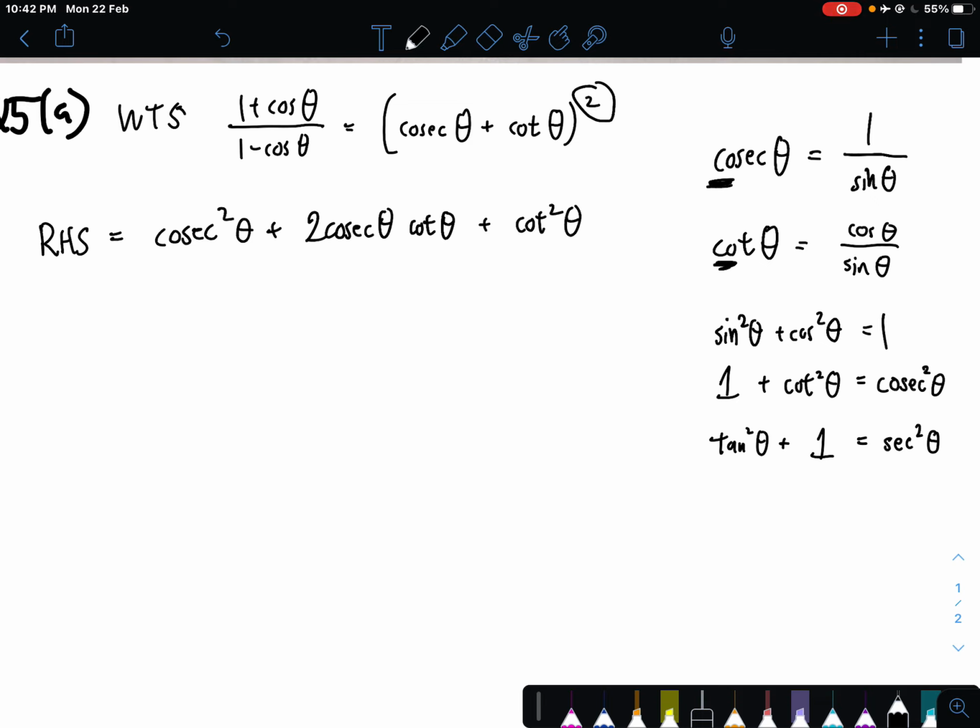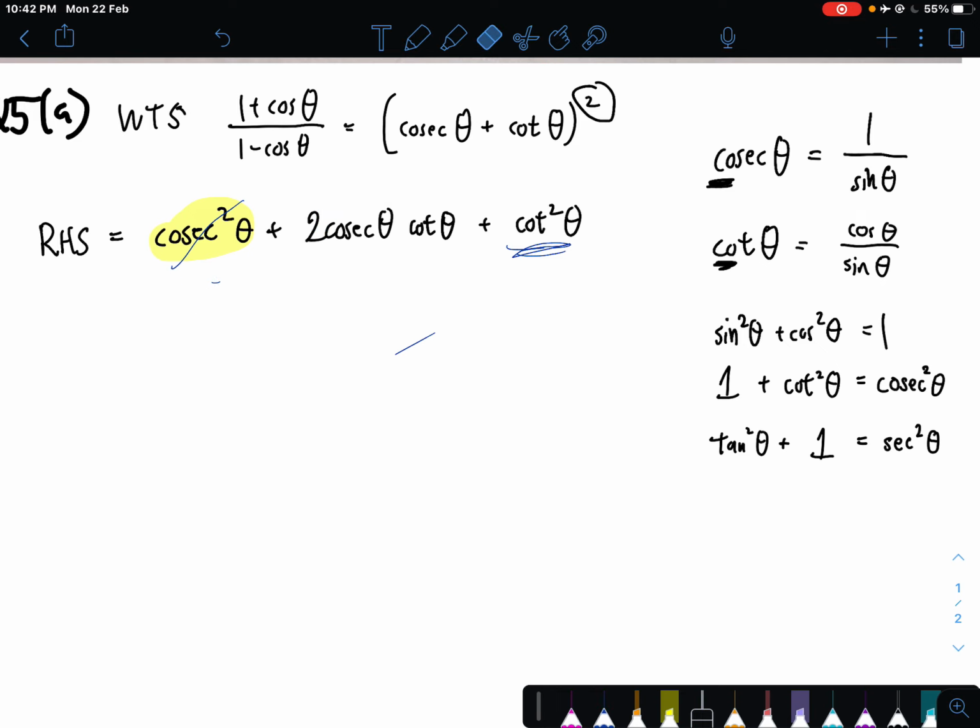Now in this case, is this useful? Well, I tried it before starting the video and I realized it's not that useful. Maybe I could have replaced my cosecant square with 1 plus cotangent square, right? Then the cotangent squares I can add together, I'll get 2 cotangent square. But I still have a cosecant in the middle. I find that very difficult to work with. So no, substituting cosecant square doesn't work.